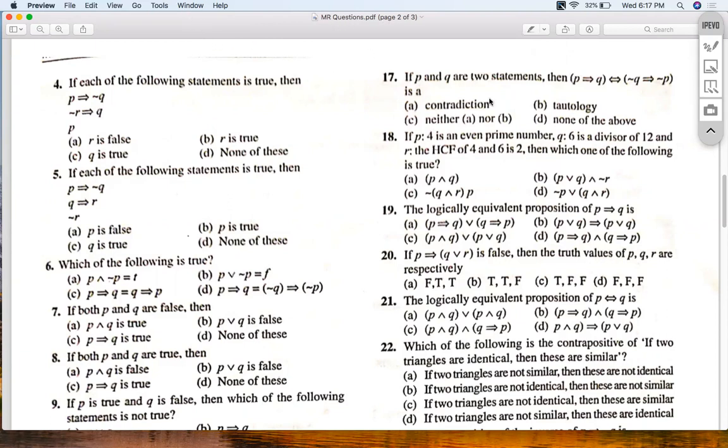It has to be a tautology because both are the same things, right? Yes, sir. So 17B is the right answer, correct. 18th.